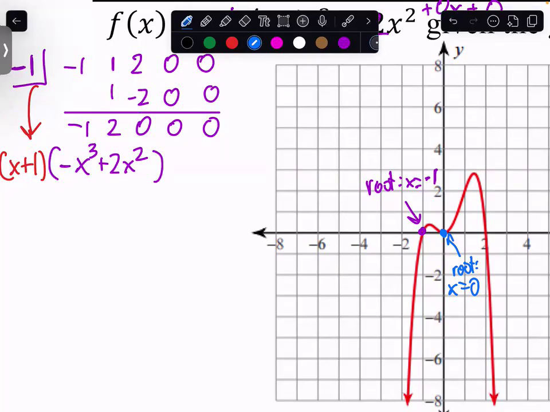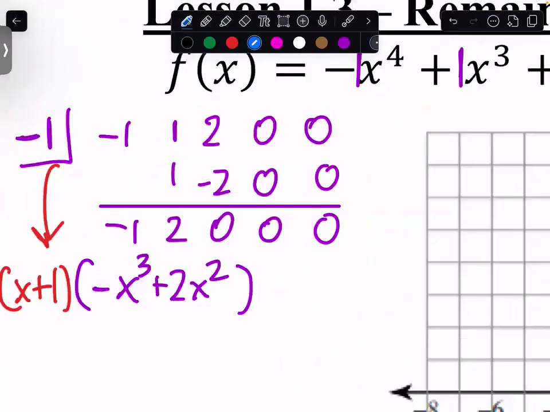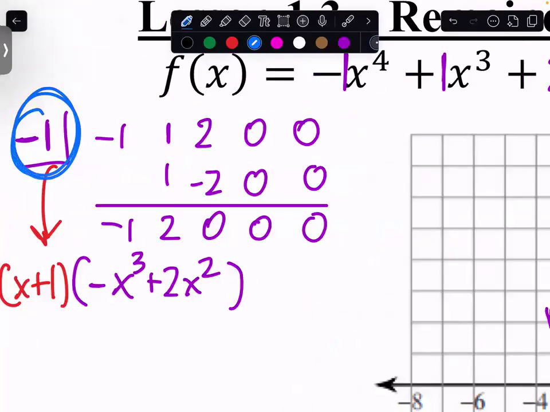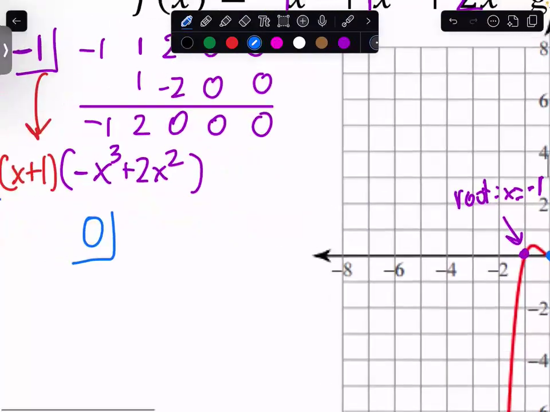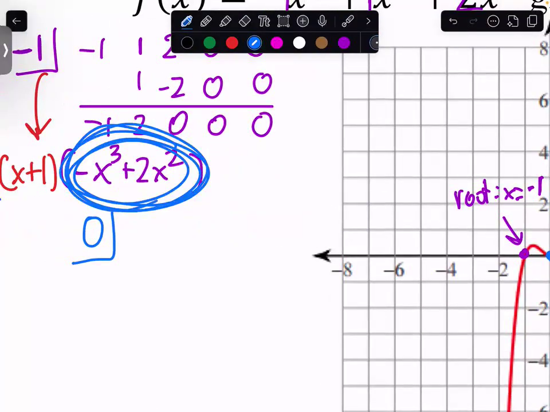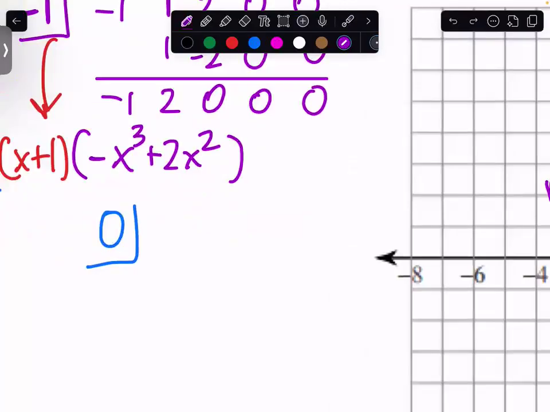Right, you've been told for years you cannot divide by 0, which is still true. You can't divide by 0. However, you're not really going to be dividing by 0, right? Like over here, it looks like you're dividing by negative 1, but you're actually dividing by x plus 1. So for that reason, you can use 0 as the input in your synthetic division. We're just going to divide into this part: the negative 1 x cubed plus 2x squared plus 0x plus 0.